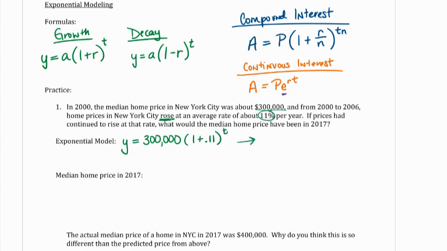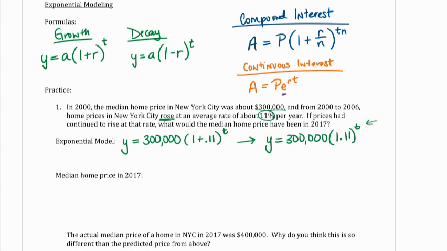And you could also, by the way, simplify that if you wanted to. This is totally fine. I would take that as a correct answer. You could also say it's 300,000 times 1.11 to the t, if you simplify it that way, or go ahead and add those two together. That's totally fine.